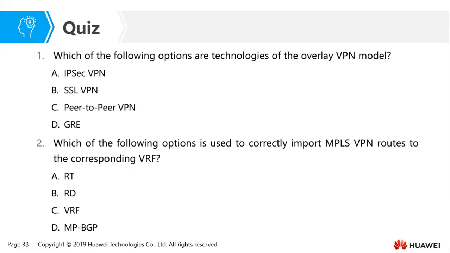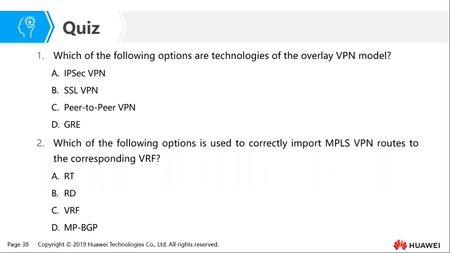Volunteers to help us answer the first and the second question, please. Can someone help us with the first question? Which of the following options are the technology of the overlay VPN model? Overlay. C. VPN.